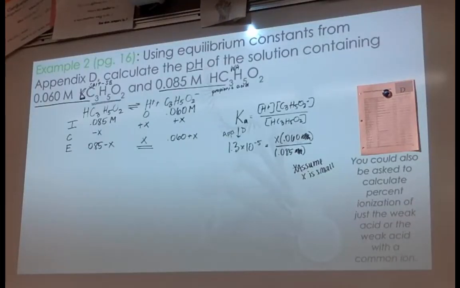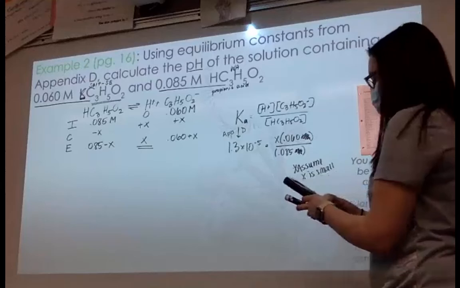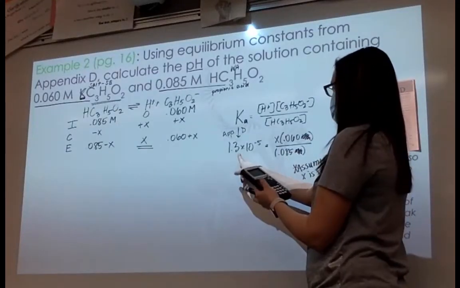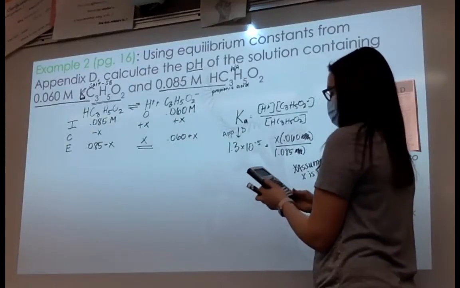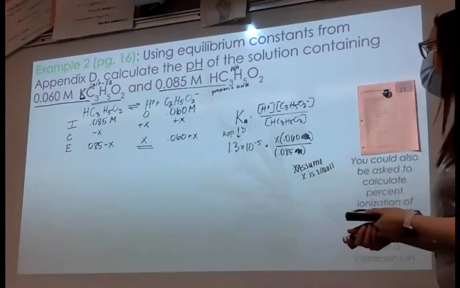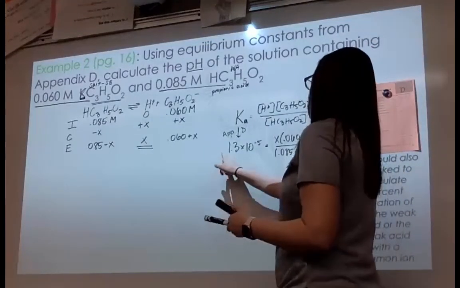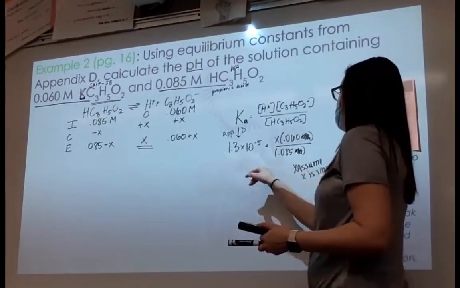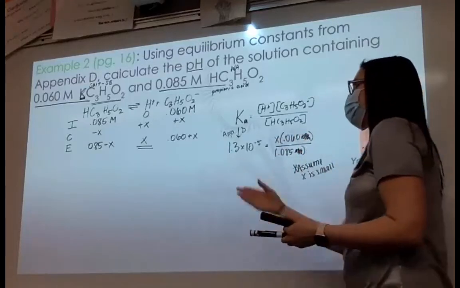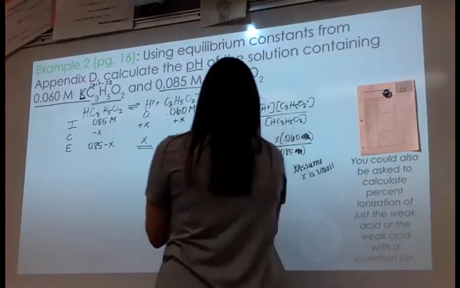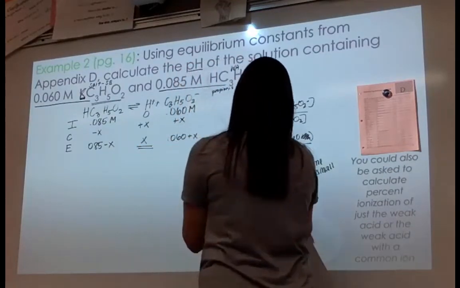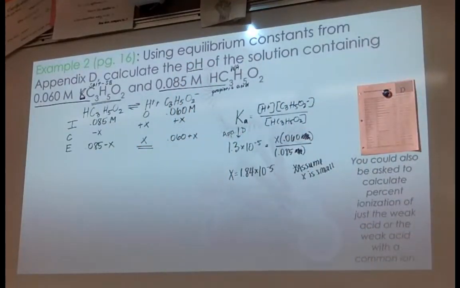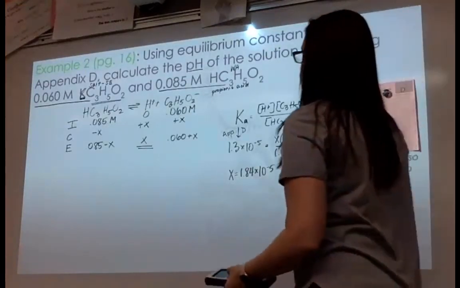So 1.3 e negative 5 times 0.085. Then I need to divide by 0.06. So again, I multiply 0.085 over. Then I still have x times 0.06, so I divide 0.06 over. For x, we get 1.84 times 10 to the negative fifth. That's x.